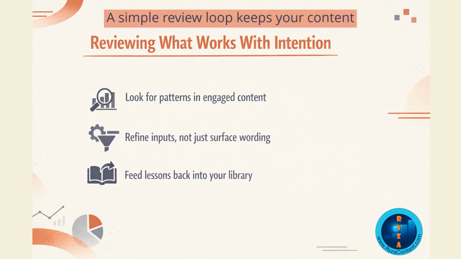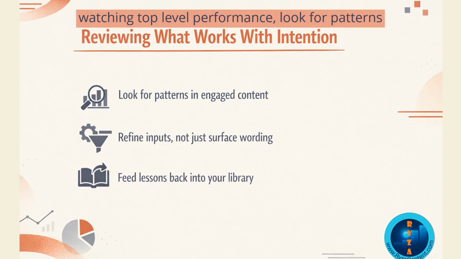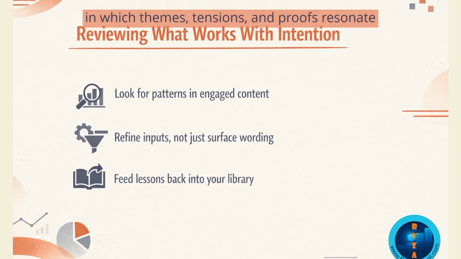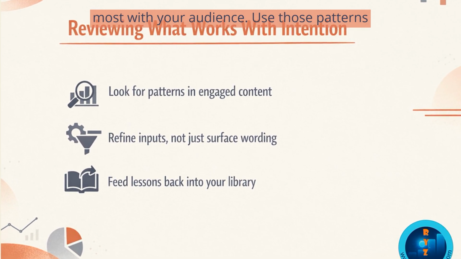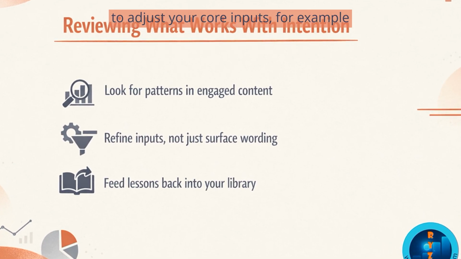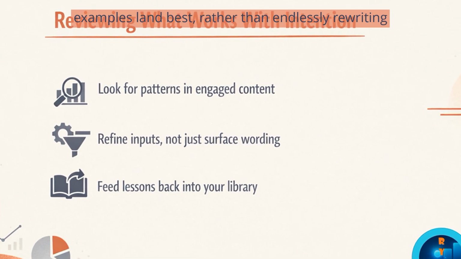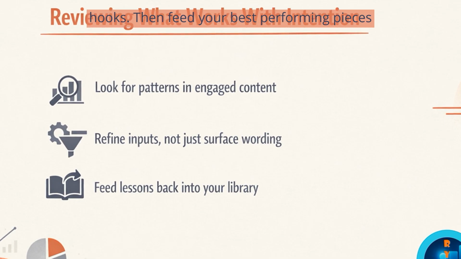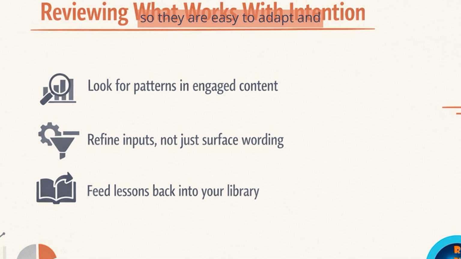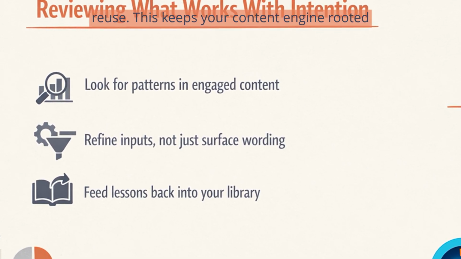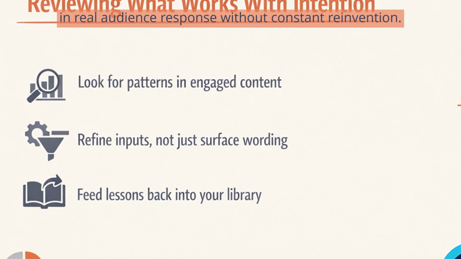A simple review loop keeps your content system improving over time. Instead of only watching top-level performance, look for patterns in which themes, tensions, and proofs resonate most with your audience. Use those patterns to adjust your core inputs, for example, shifting which tensions you highlight or which examples land best, rather than endlessly rewriting hooks. Then feed your best-performing pieces back into your library with clear tags so they are easy to adapt and reuse. This keeps your content engine rooted in real audience response without constant reinvention.